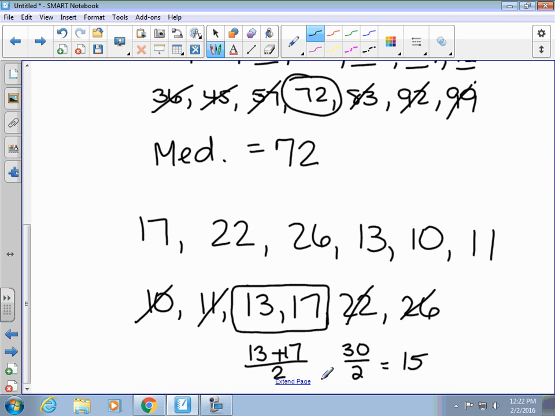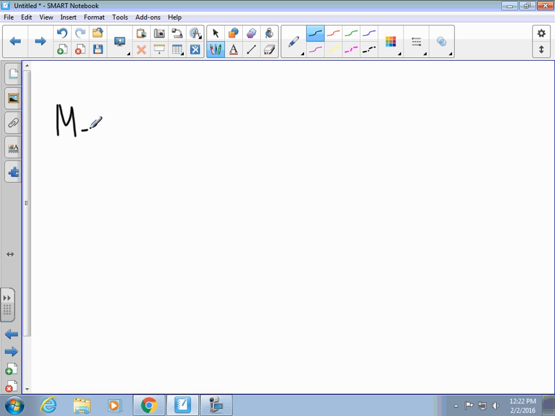Median's not the easiest one. The next one's going to be the easiest one. Alright, on a median. Median is a good choice.